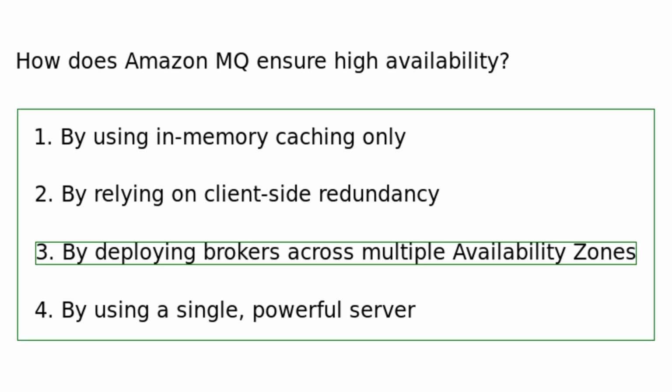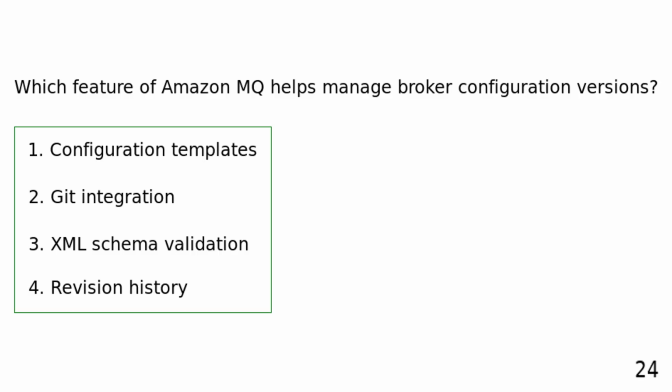Amazon MQ ensures high availability by deploying brokers across multiple availability zones, providing fault tolerance and minimizing downtime in case of zone failures. Which feature of Amazon MQ helps manage broker configuration versions? Configuration templates. Git integration. XML schema validation. Revision history.